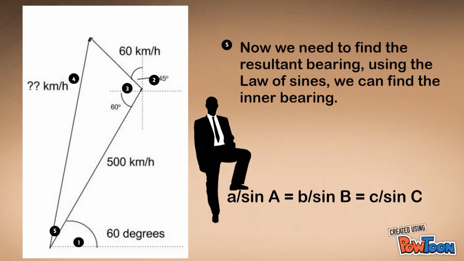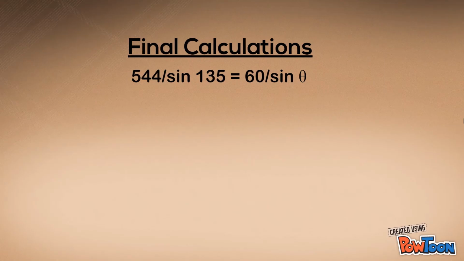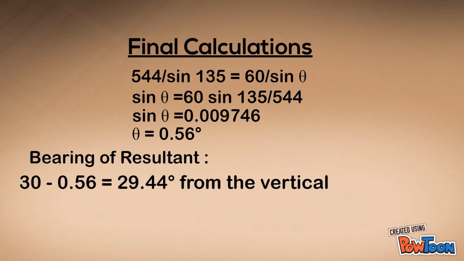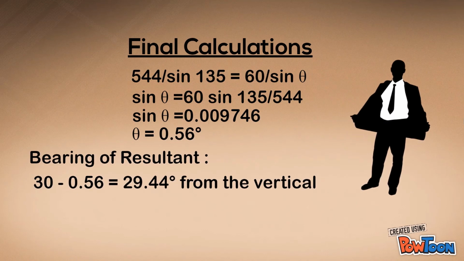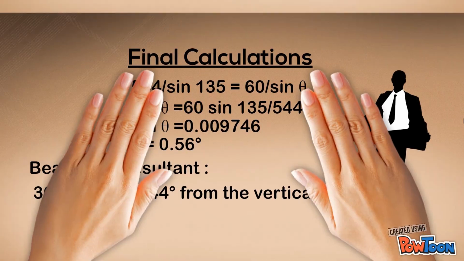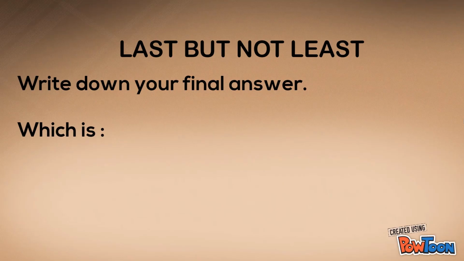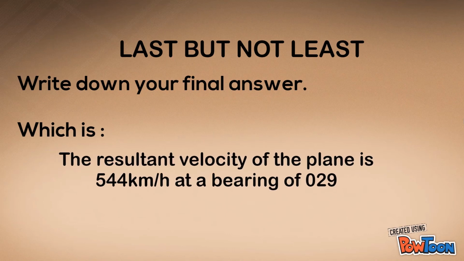Now we need to find the resultant bearing. Using the law of sines, we can find the inner bearing. Sine theta equals 60 sine 135 divided by 544, theta equals 0.56, bearing equals 29.44 degrees. Last but not least, remember to write down your final answer, which is the resultant velocity of the plane is 544 km per hour at a bearing of 029.